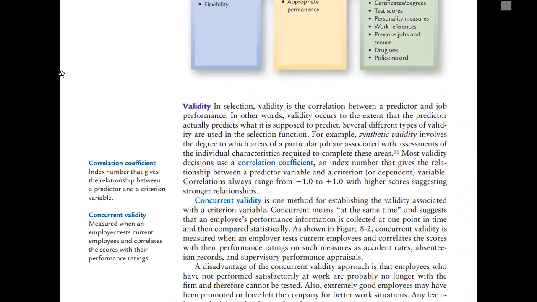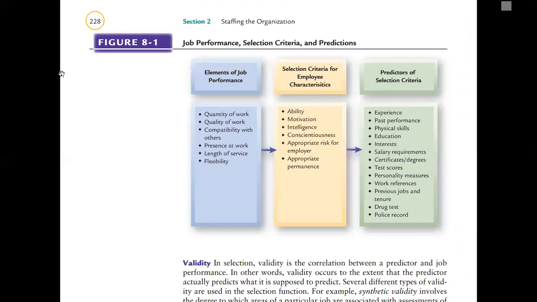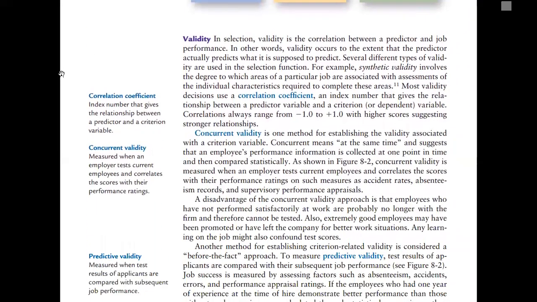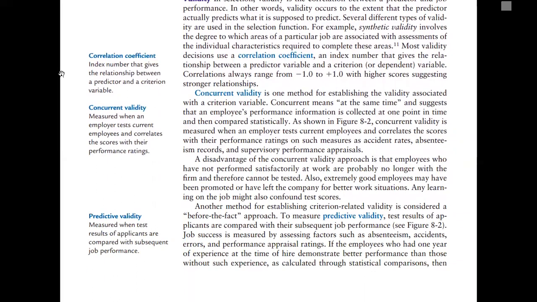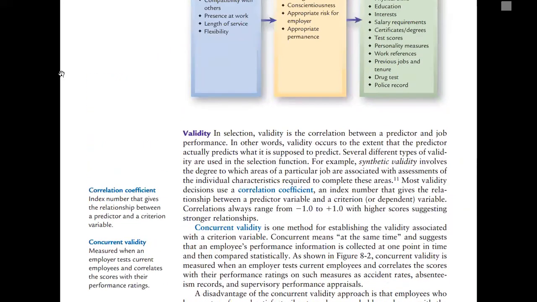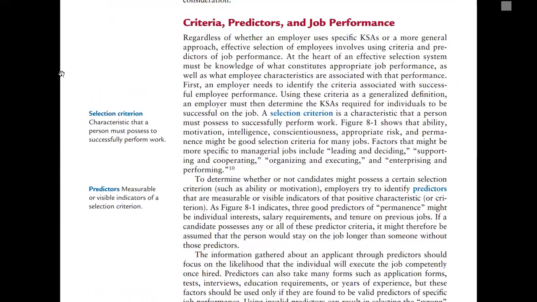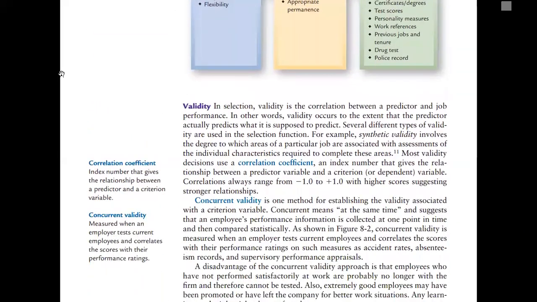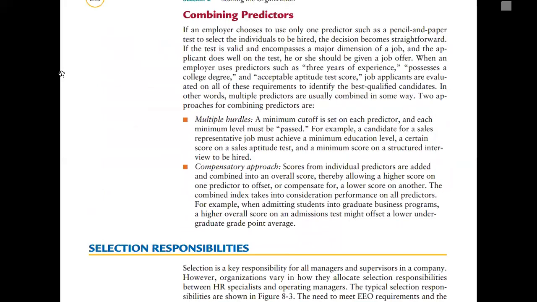So we are not going to go into the details of these things, that is the validity of the job, validity of the criteria of use, selecting the candidates, recruiting the candidates. We are not going to study about concurrent and predictive validity. So basically from page 228 up to 230, these are omitted.